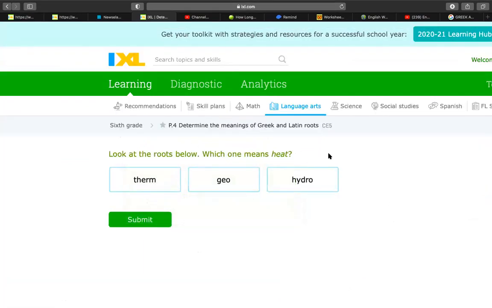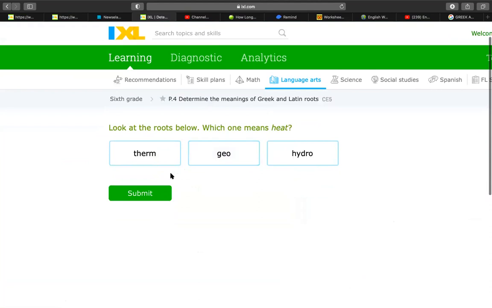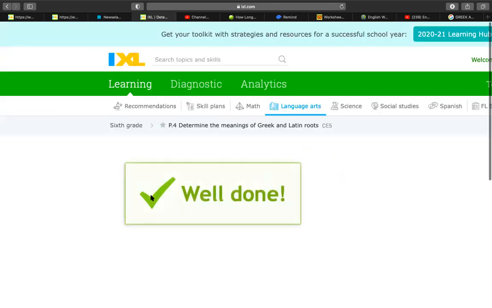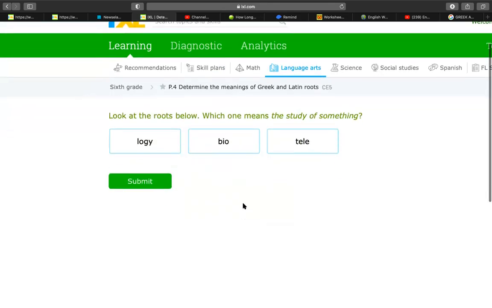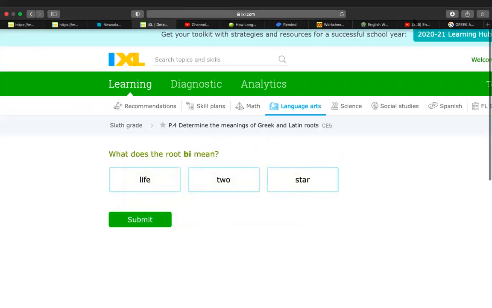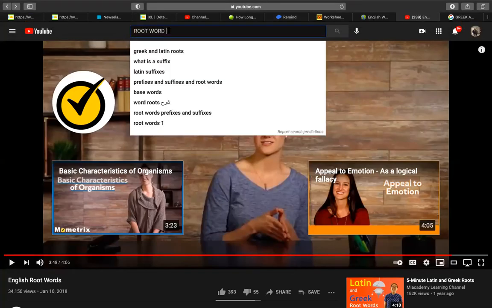Very good. All right, so let's look at heat. One that is heat, thermo, geo, hydro. Thermo. I think we're getting it. All right, which means the study of something? Logic. So I want to look real quick. Let's see if we can find this. We looked at that root word.